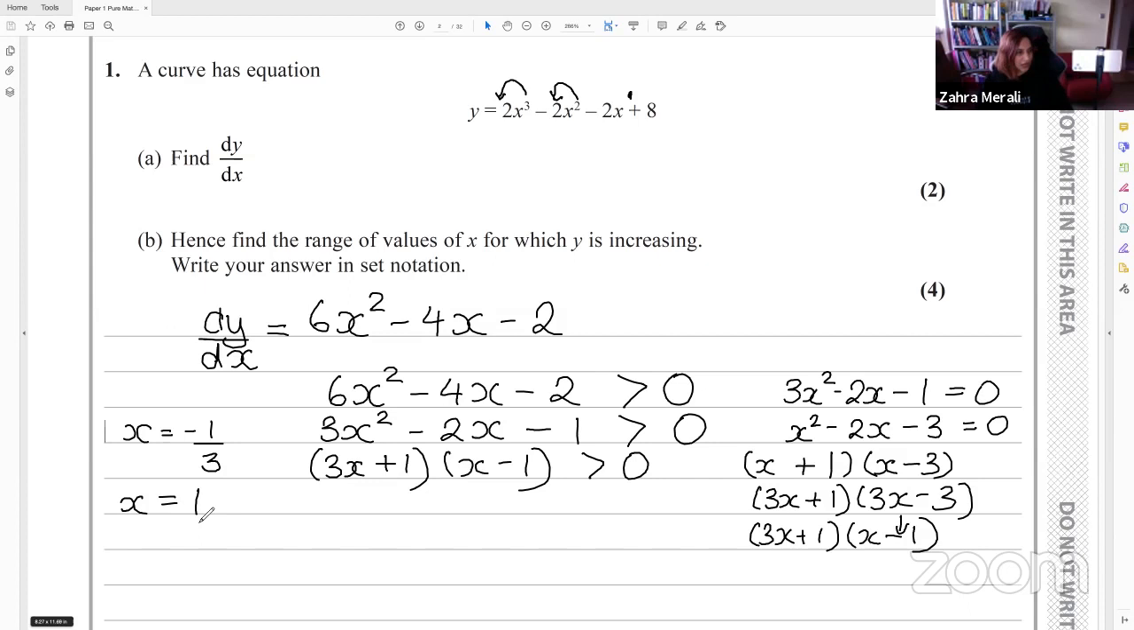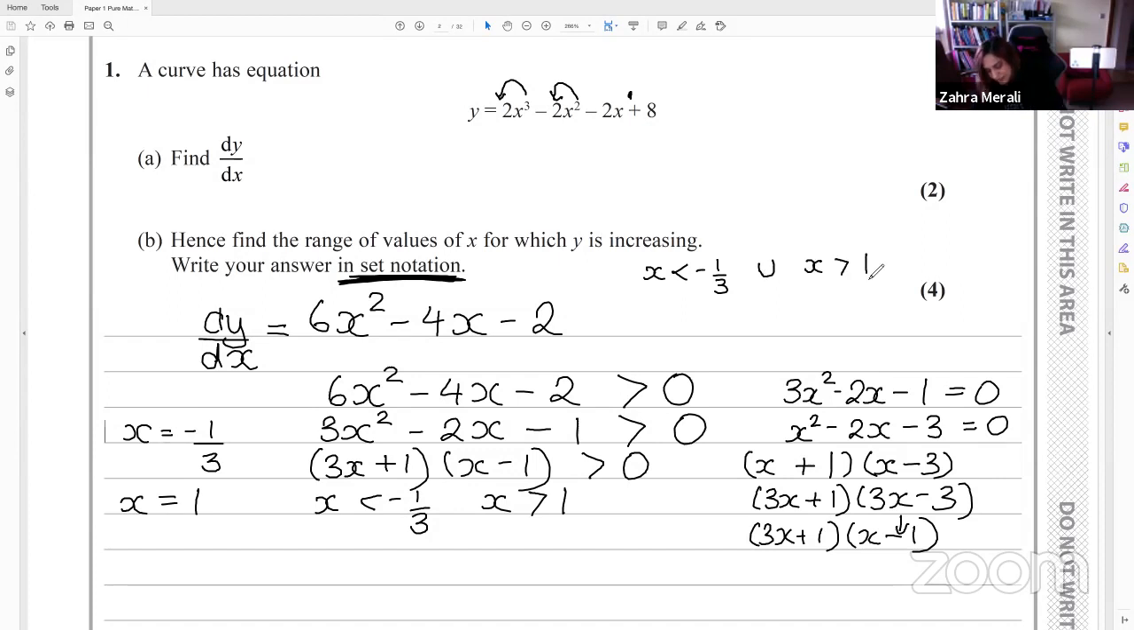So your answer to this is going to be x is less than minus 1/3 and x is greater than 1. But this question says it wants it in set notation. So in order to write it into set notation, it's exactly the same. It's the outside range. So if you remember from probabilities, that means x is less than minus 1/3 or x is greater than 1. And then what we do is we put these x double dot bits in.